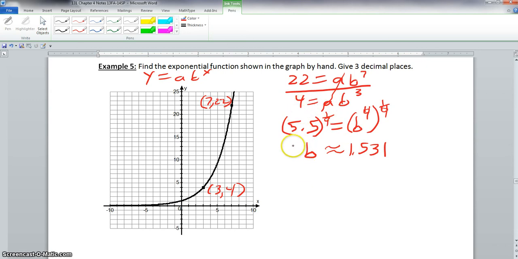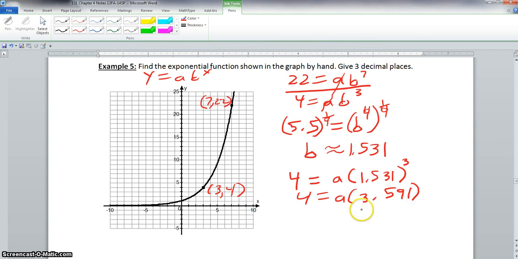Now let's take the smaller values for our x and y so we can solve for a. So we have y is 4 is equal to, now we don't know what a is, but we do know b is 1.531, and we would take that to the 3rd power. So we have 4 is equal to a times 3.591. And we divide each side by 3.591. And we will have a to be approximately 1.114.